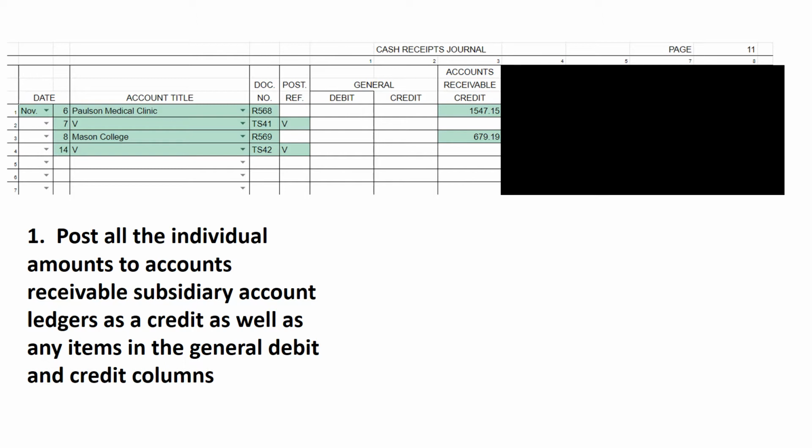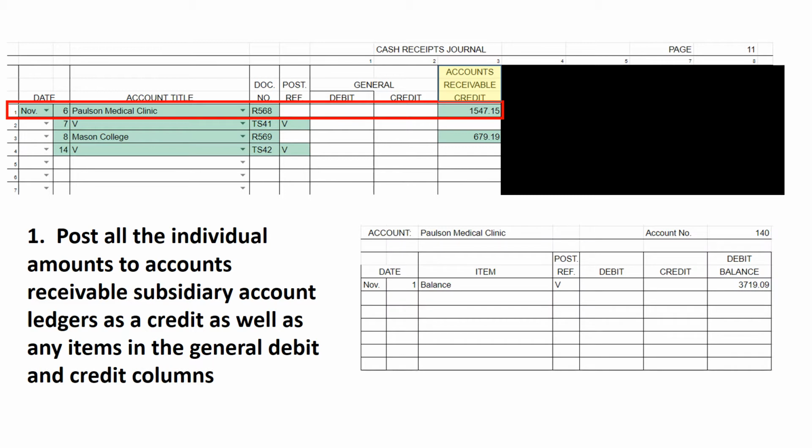And the posting process is still the same as it always has been. So we're going to do the Paulson Medical for our example here. And we know that 1547 is a credit, and how we know that it's a credit is because the special amount column says that it's an accounts receivable credit. So it's a 1547 credit. Think about it, it's accounts receivable. They don't owe us as much money, if we think of it that way too, and it's decreasing.